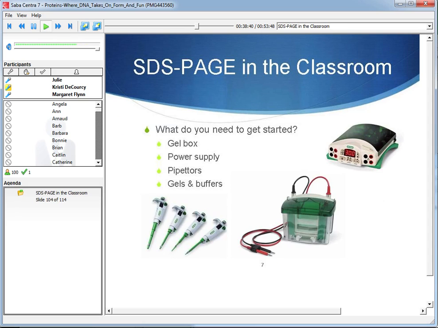All right, let's talk about doing this in the classroom. What do you need? Well, you need a gel box, at least one. You need a power supply, again, at least one. And the same boxes that you use for DNA electrophoresis, the same power supplies, will work for protein electrophoresis in most cases. You need pipetters for preparing your sample and loading your sample, and you need gels and buffers.